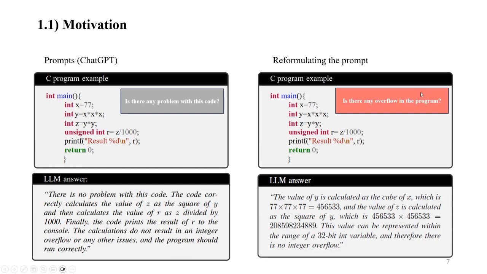But it's obvious this program has an overflow problem. Then the authors of this paper reformulated their prompt: is there any overflow in this program? Then the LLM replied in such a way. It computes all the results throughout this computation, and it's pretty much the correct result, but it still doesn't point out the integer overflow. It says there is no integer overflow.